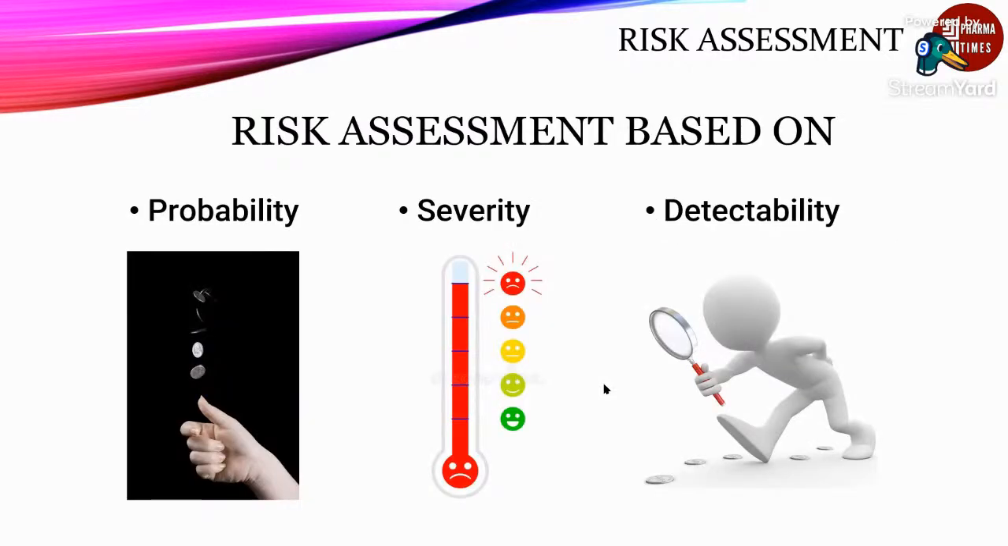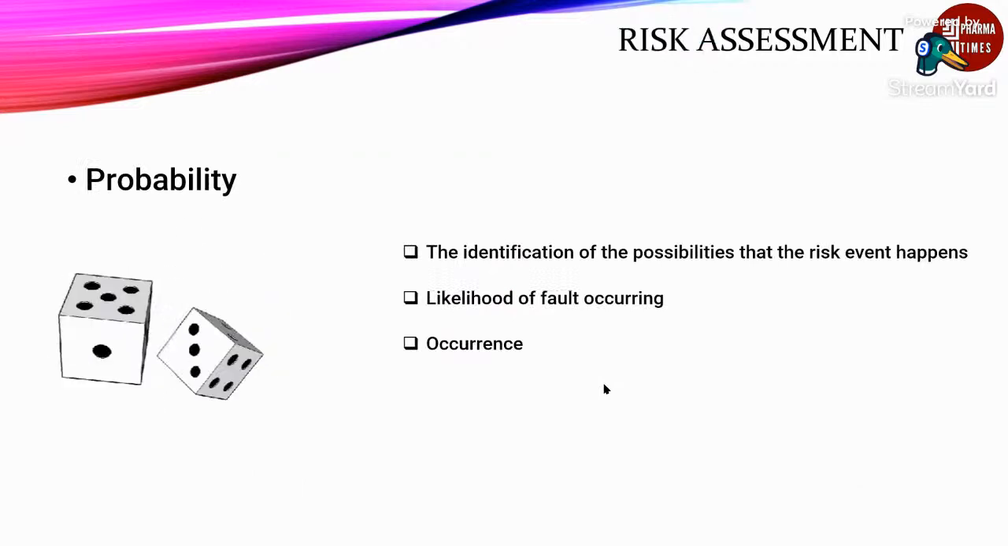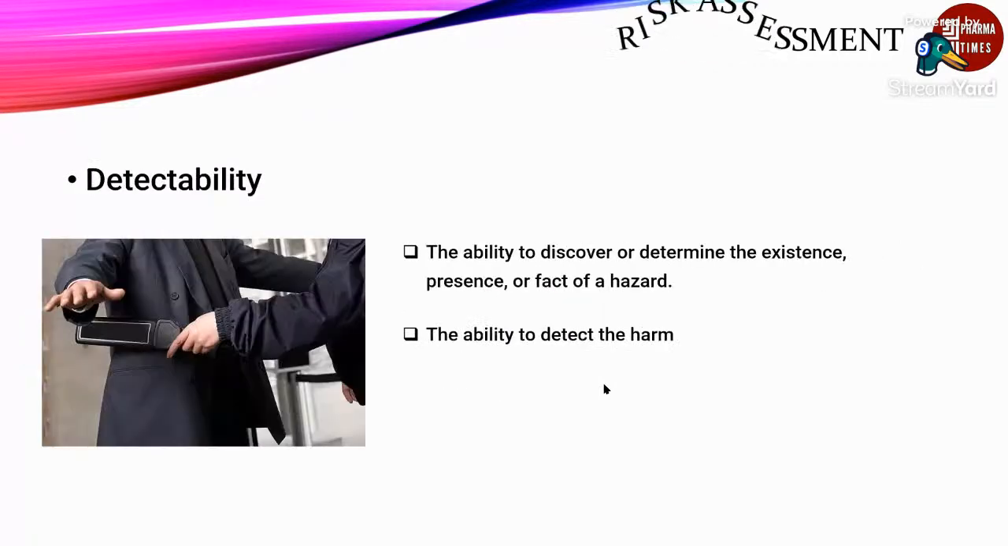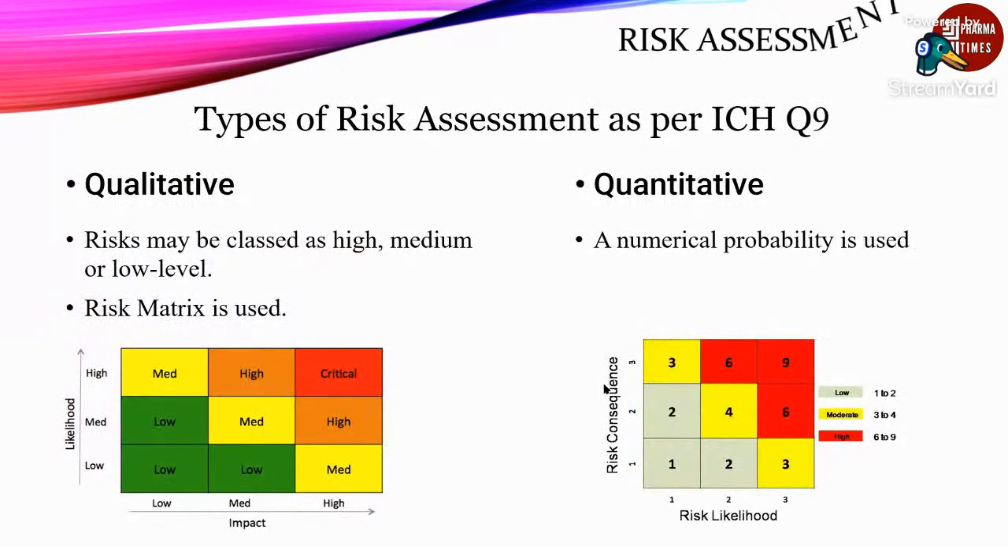So probability is a randomization number, meaning how many times it occurs. Severity depends upon probability, meaning based on probability, which type of severity is there, and how we can control or prevent it is called detectability. So, is this clear? Going to the next, two types of risk assessment are used.